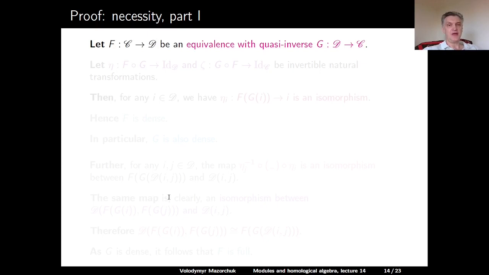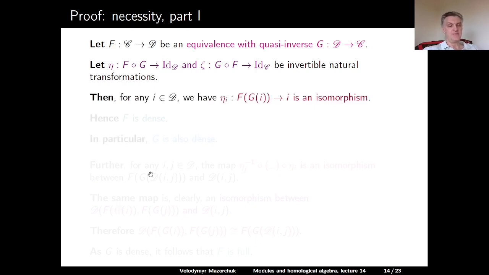Let F from C to D be an equivalence with quasi-inverse G from D to C. Let eta from F after G to the identity on D and zeta from G after F to the identity on C be invertible natural transformations. Then, for any object I in D, we have that eta I from F of G of I to I is an isomorphism. In particular, F of G of I is isomorphic to I, which means that F is a dense functor. For each object I, there is an object in the image of F which is isomorphic to this object I. Well, since G is also an equivalence, we have also just proved that G is dense. Any equivalence is a dense functor.